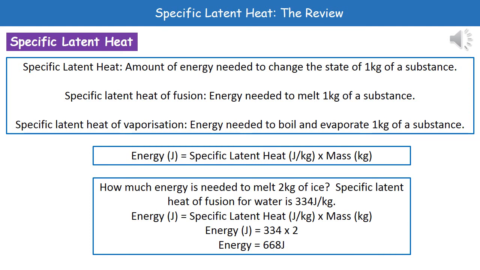The one thing to bear in mind about this is they're quite likely to give you a table in the question which has 2-3 different substances, and they will give you the values for the specific latent heat of fusion and the specific latent heat of vaporization for them. So you need to read the question carefully to identify which of those numbers to use. Do make sure that you remember fusion is solid to liquid, vaporization is liquid to gas.